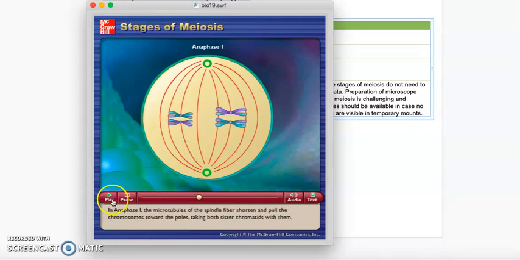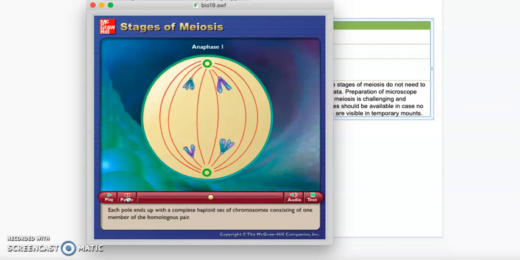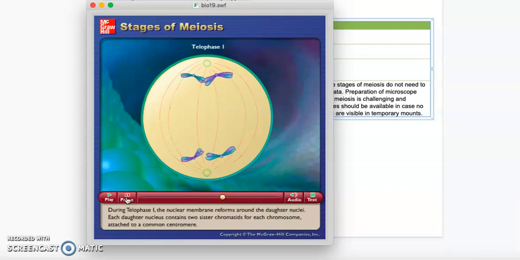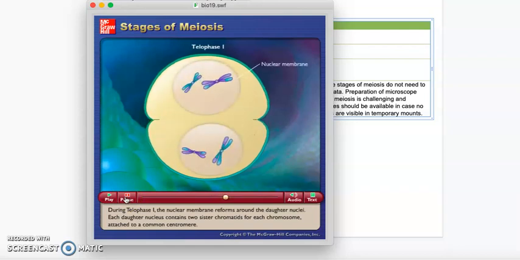In anaphase 1, the microtubules of the spindle fiber shorten and pull the chromosomes toward the poles, taking both sister chromatids with them. Each pole ends up with a complete haploid set of chromosomes consisting of one member of the homologous pair. During telophase 1, the nuclear membrane reforms around the daughter nuclei. Okay, so here you can see telophase 1 has already begun. Two new cells are starting to form, the nuclear membrane reformed.